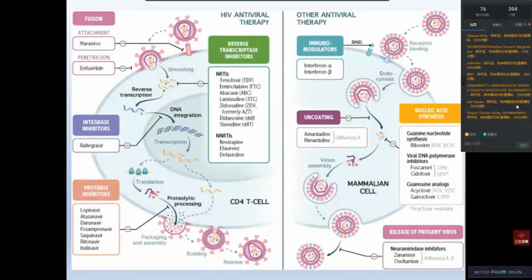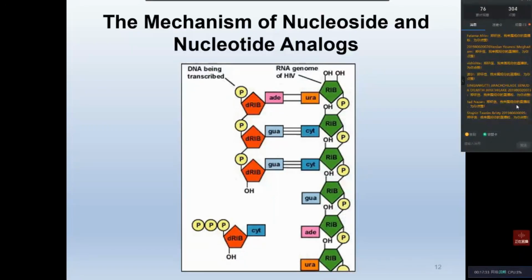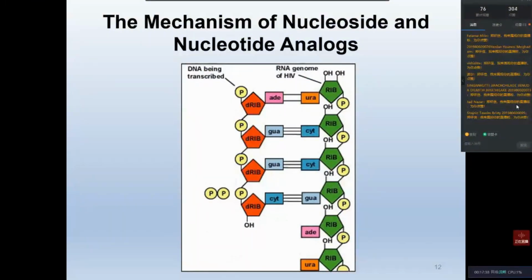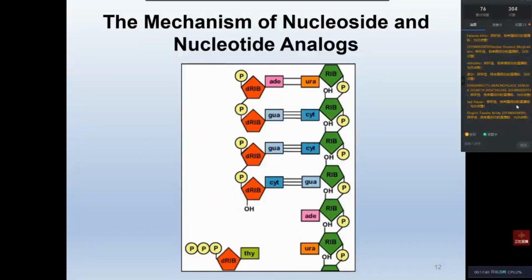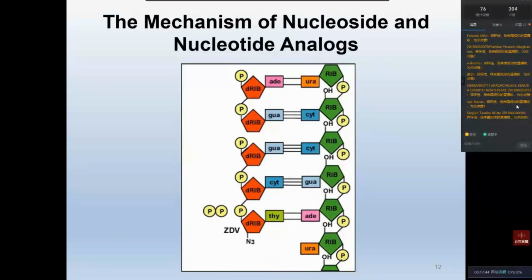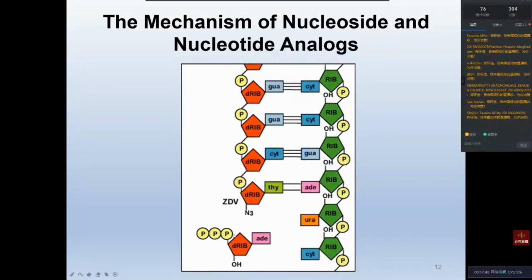Let's see, this is a normal nucleotide. And you have one nucleotide analog coming in, this N3 coming in. Now it blocks further extension of the chain. So it blocks the synthesis of the DNA molecule. So it blocks the HIV infection. This is a nucleoside or nucleotide analog, the first one.